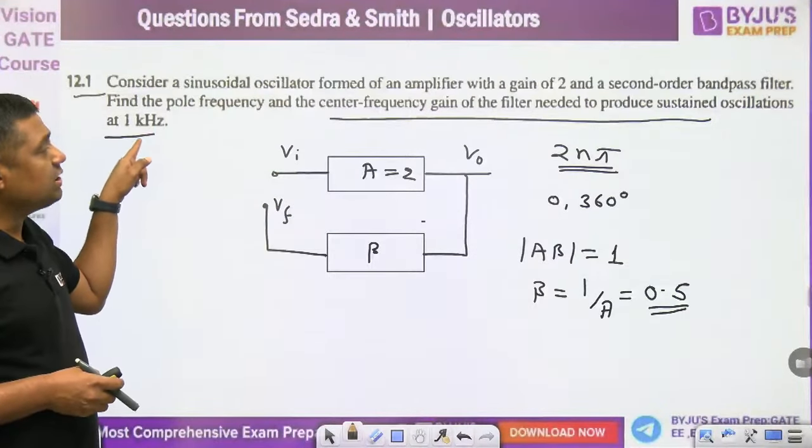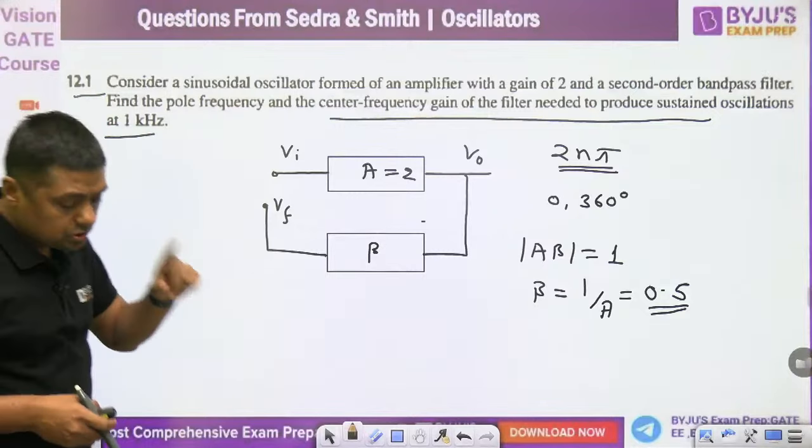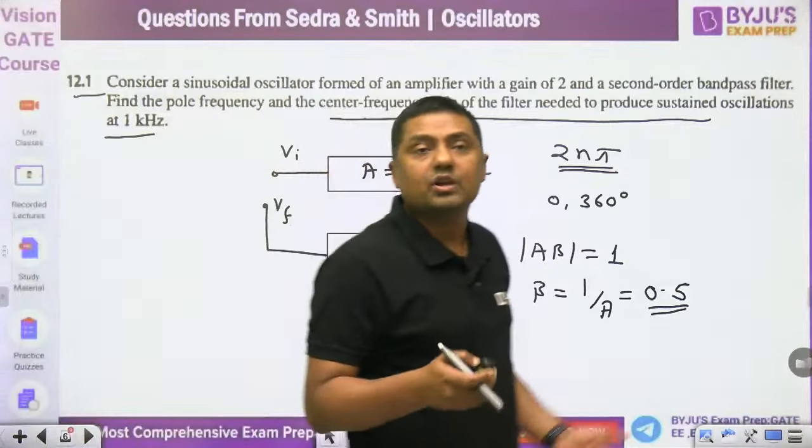We want the frequency at 1 kilohertz, so the pole frequency should be equal to what? 1 kilohertz. That is the answer.